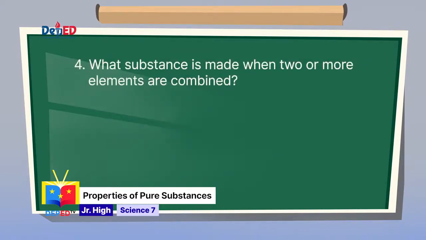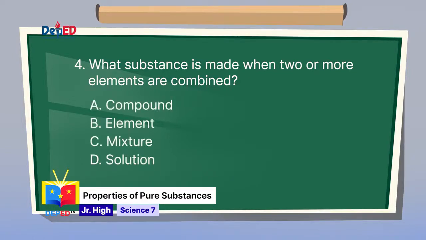Number 4. What substance is made when two or more elements are combined? A. Compound. B. Element. C. Mixture. D. Solution. This question is related to previous lesson. The substance made when two or more elements are combined is a compound, and that is letter A.